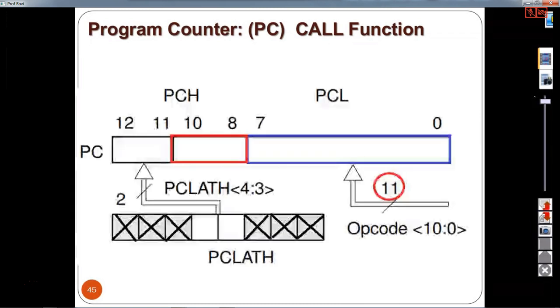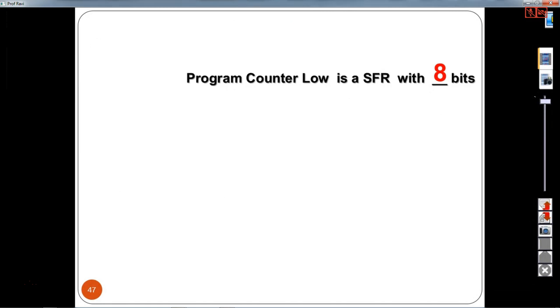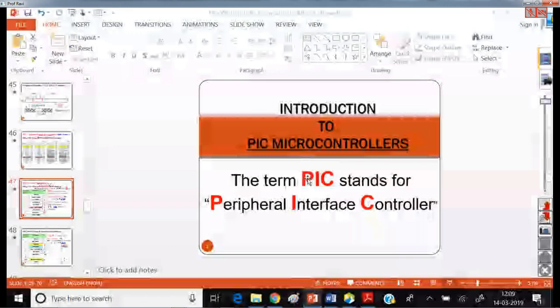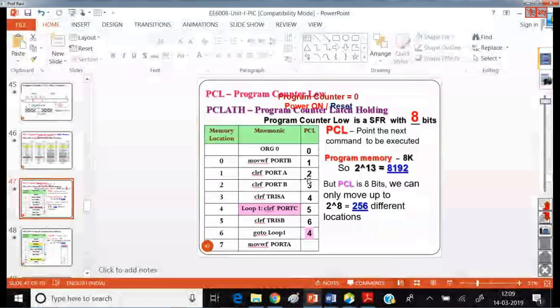Okay, so we have now seen the registers and architecture of the PIC microcontroller. In the next class we will see the additional features of the microcontroller. In today's class we have seen what features you generally select when comparing one microcontroller family to another, and we have seen the architecture of the microcontroller.